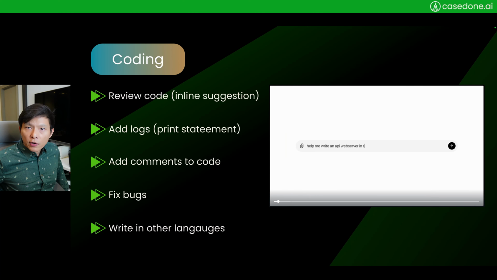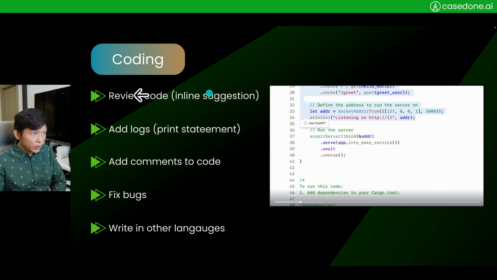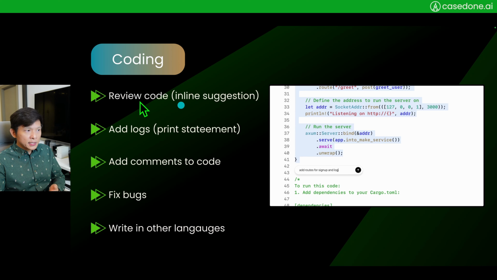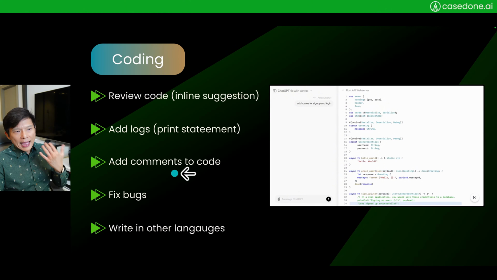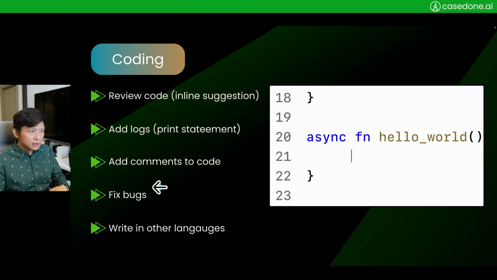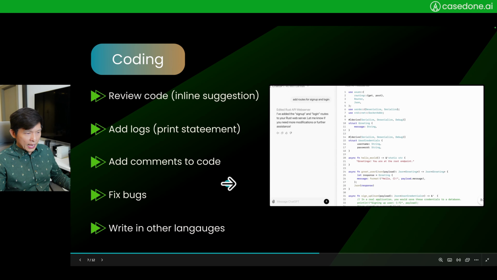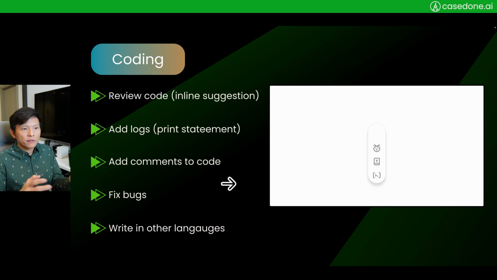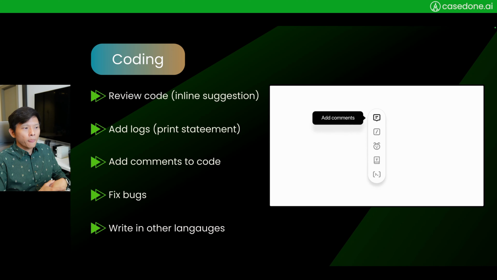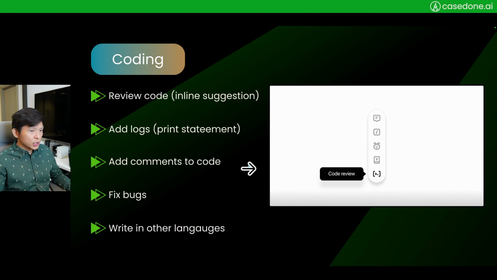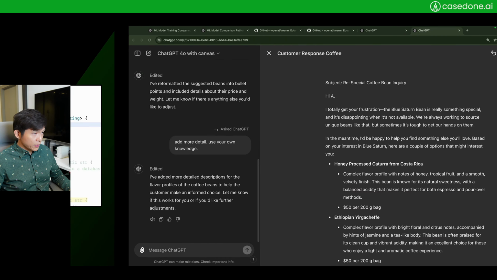The second category of task that the canvas can help is coding. Again, it will help you suggest and fix code. It can review the code for you. It can add logs, add comments, fix some bugs, correcting itself, and even change the programming language. Maybe you are writing this, or you get some code from someone in C++ and you want to port it over to Python. It can do that too. So let's actually go explore what we can do with that.